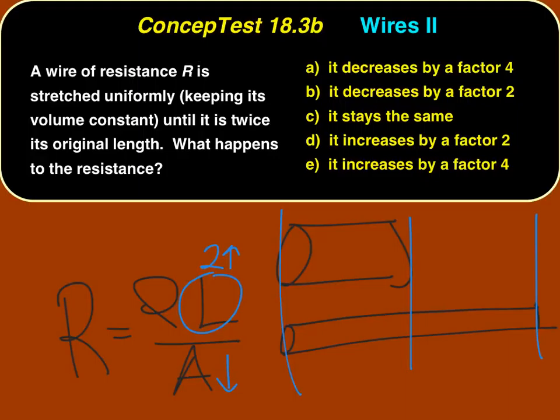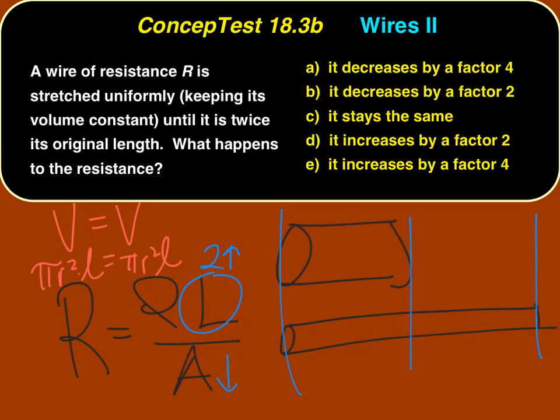So you'd have to actually take a look at the fact that the volume stays the same. So we have the volume of the short fat wire equals the volume of the long skinny wire, and volume of a cylinder is pi r squared times height or length. So pi r squared times length. So you're giving some thought to, if the length doubles, what's happening to the radius and thus what's happening to the area.